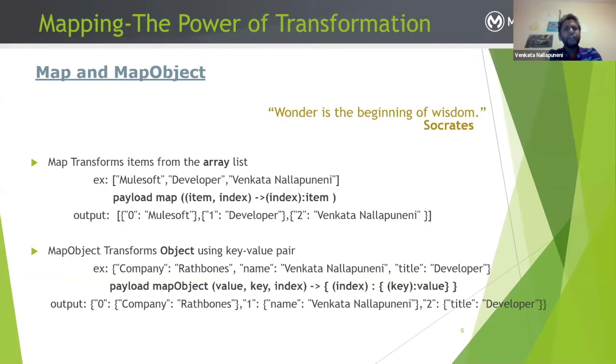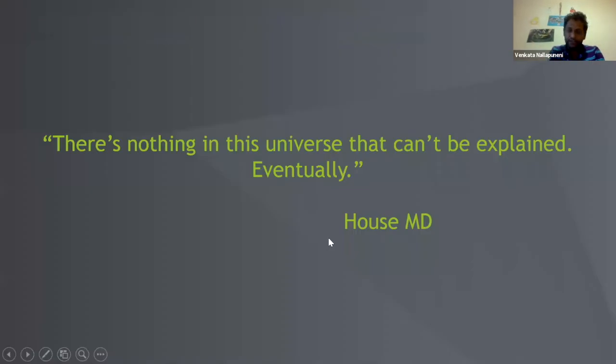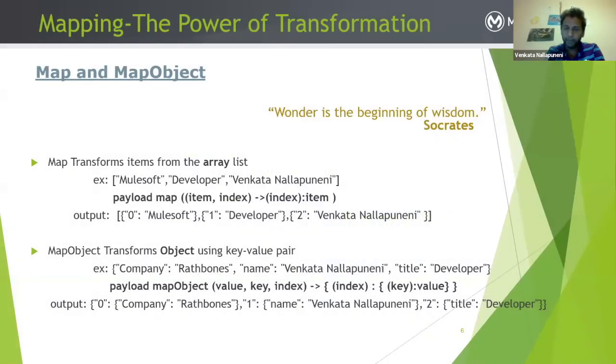So very commonly used, the power of transformations is map and mapObject. The map actually transforms the array list, and then mapObject transforms the object with a key value pair. So you can see an example of the array on the top, which gives an output with the map. So it's an item and index pair, and the mapObject is, sorry, basically for an object, really, for a JSON object.